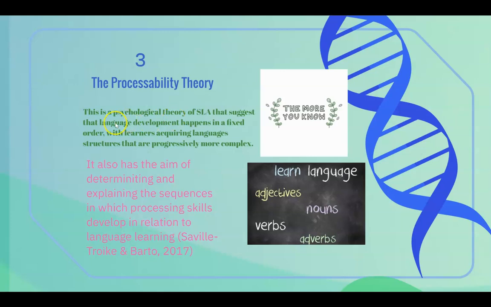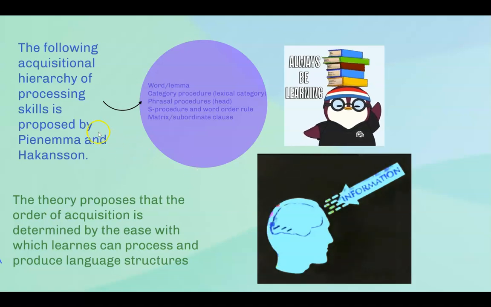Number 3. This is a psychological theory of SLA that suggests that language development happens in a fixed order, with learners acquiring language structures that are progressively more complex. So in this theory, we can see that learning works in a different way because it starts from the first level and it goes up. It also has the aim of determining and explaining the sequence in which processing skills develop in relation to language learning. For example, the following acquisitional hierarchy of processing skills is proposed by Pienemann and Johnston, and we have that here.